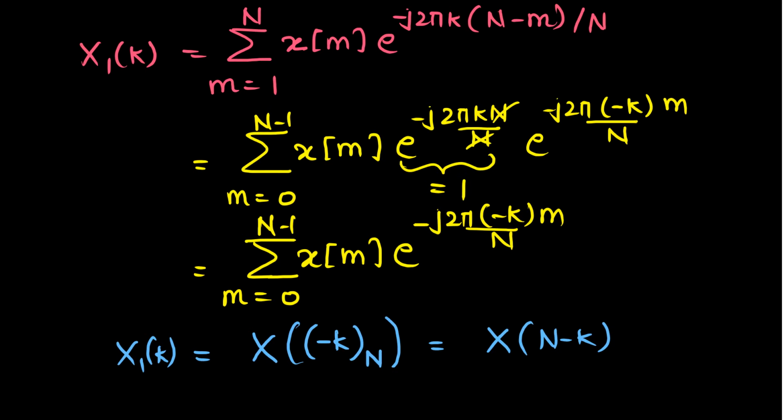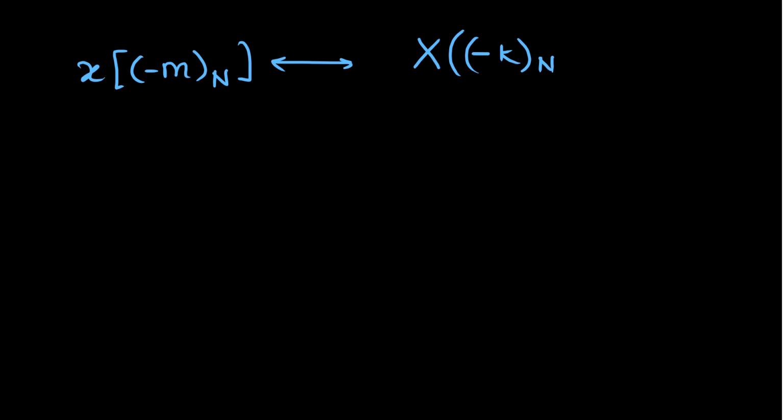Therefore, if we have the circularly flipped version of the input, then the Fourier transform that we obtain, or the discrete Fourier transform that we obtain, is again a flipped version, that is X of minus k modulo N, or it can also be written as X of N minus k, and this is known as the circular flip property for discrete Fourier transform.